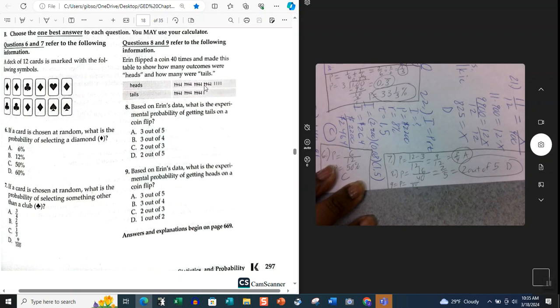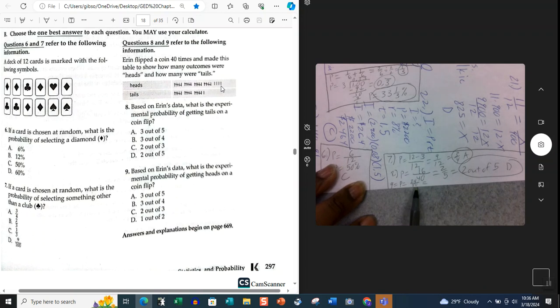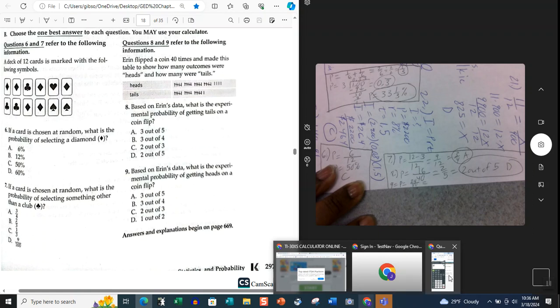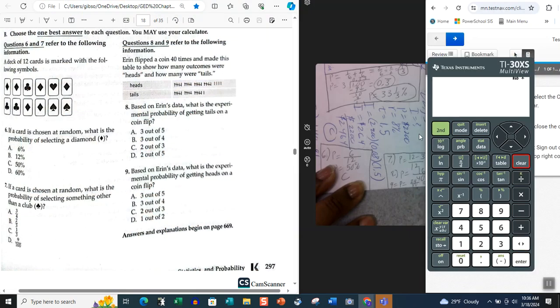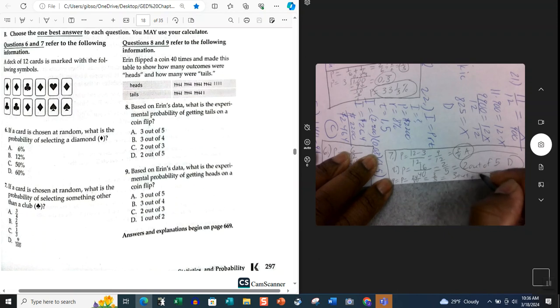Now our numerator, we would count how many heads it is. It's 5, 10, 15, 20, 24 heads. So now we had 24 over 40. So we'll put that in our calculator. We'll hit N over D. We'll hit 24, down arrow 40, and press enter. So simplified, that's 3/5. So this would be 3 over 5, and this would be 3 out of 5. So 3 out of 5 would be A.